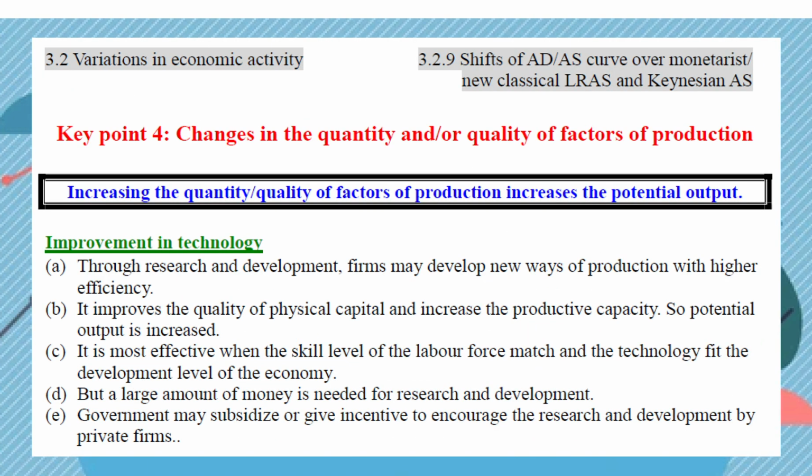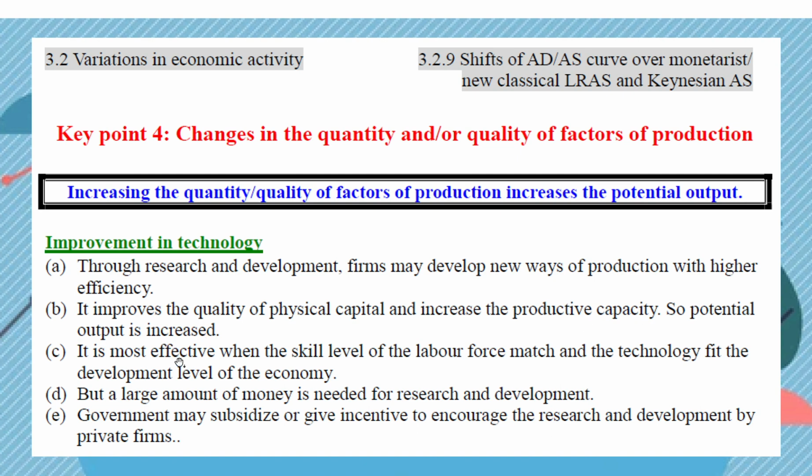And then we talk about changes in the quantity or quality of factors of production. If we change the aggregate supply, yes, you remember, increasing the quantity and quality of production factors increases the potential output. How can it be improved? A lot of ways. For example, improving technology, technology growth. Through research and development, firms develop new ways of production with higher efficiency. So high efficiency means they improve the quality of physical capital and increase productive capacity. Also, potential output is increased.